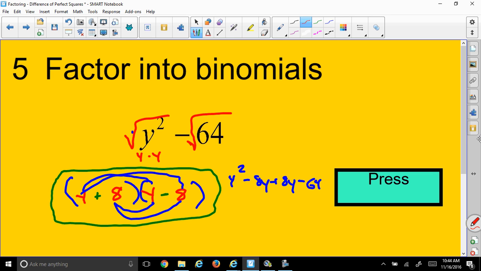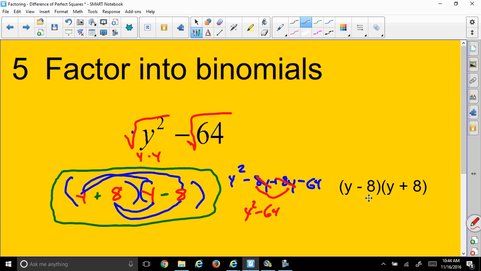Now remember from our FOIL video, when you have your inner and outer, they can be combined because they're like terms. So I have a minus 8y plus a positive 8y. That gives me 0y. In other words, they cancel out, leaving me with just y squared minus 64, which is what I started with from the beginning. So my answer is going to be y minus 8 times y plus 8.